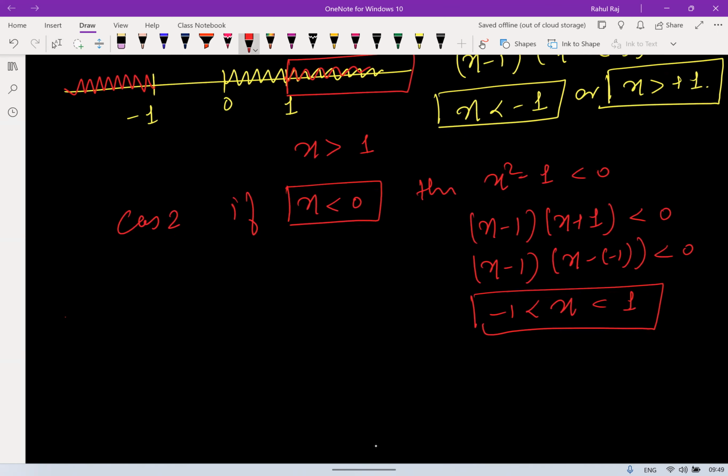So let's draw a number line now. It is 0. I use the same number line. This is negative 1. This is 1. See, x less than 0. Agreed? X lies between negative 1 and 1. Wait, the x is less than 0, you did it for which case? The first case. And now the second case is x lies between negative 1 and 1.